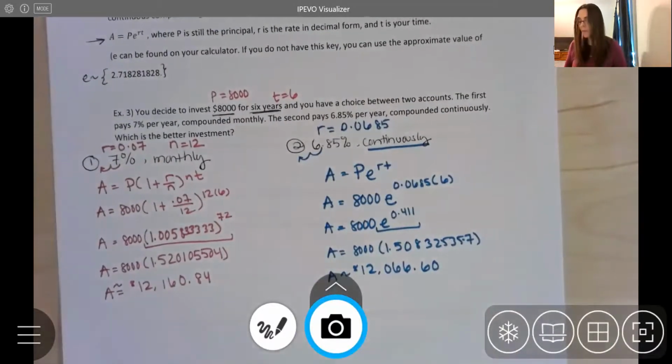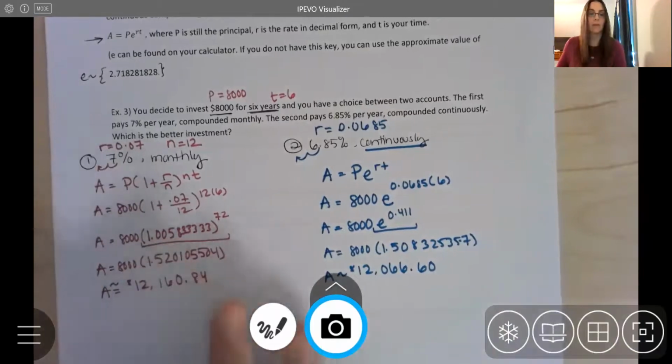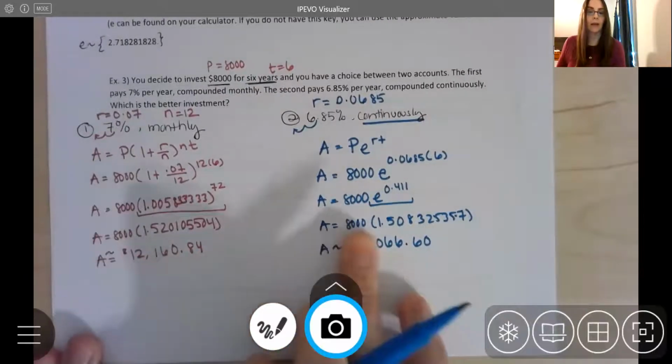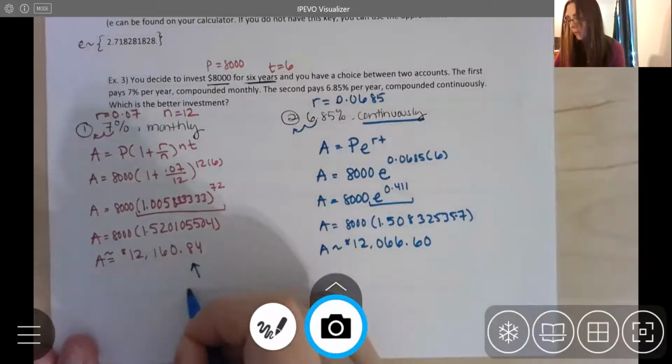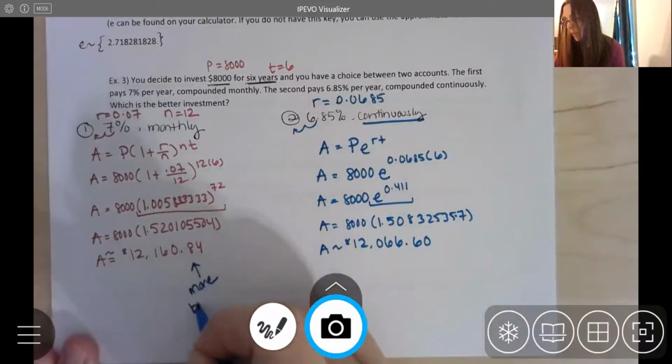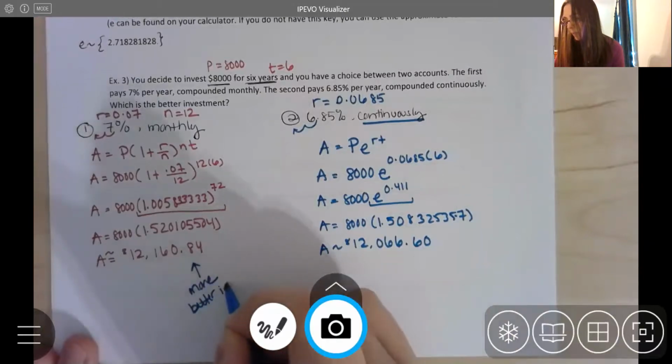All right. So if I compare which one is the better investment, well, in this case, the better investment is this one, right? So I'm going to make a little bit more money here. I make almost $100 more. That adds up. So this is more. So this is the better investment here.